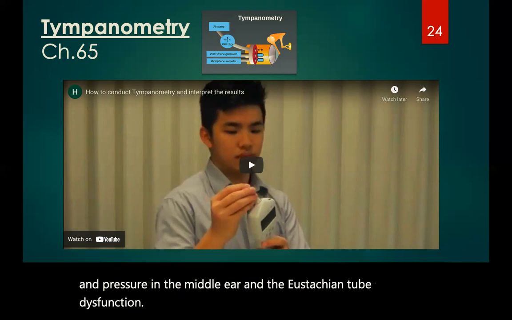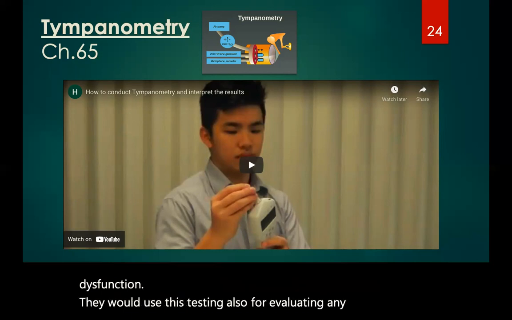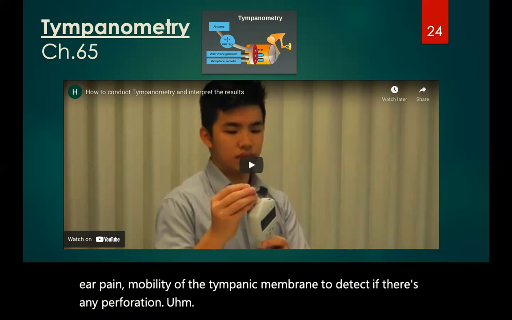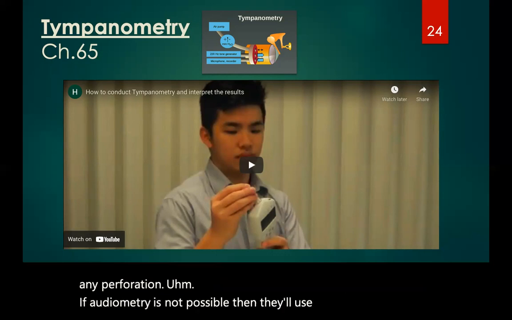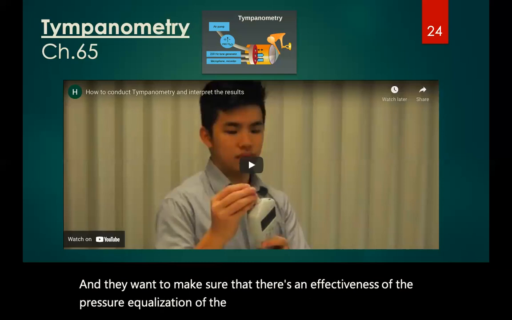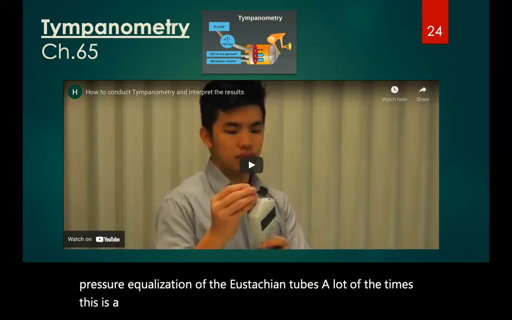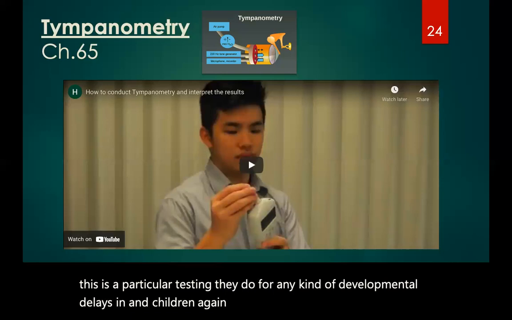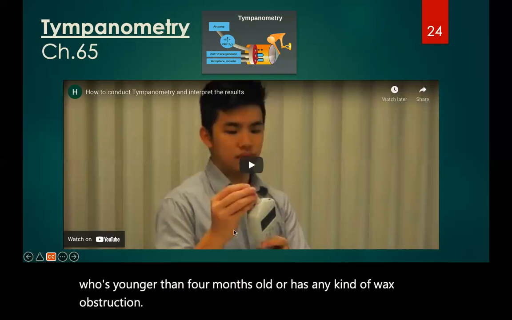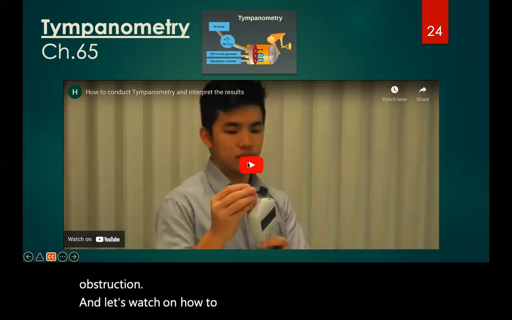They would use this testing also for evaluating any hearing loss, ear pain, mobility of the tympanic membrane, and to detect if there's any perforation. If audiometry is not possible, then they'll use this instead. And they want to make sure that there's effectiveness of the pressure equalization of the eustachian tubes. A lot of the time, this is a particular testing they do for any kind of developmental delays in infants and children. Again, it's contraindicated in anybody who's younger than 4 months old or who has any kind of wax obstruction. All right, let's watch how to perform a tympanometry exam.